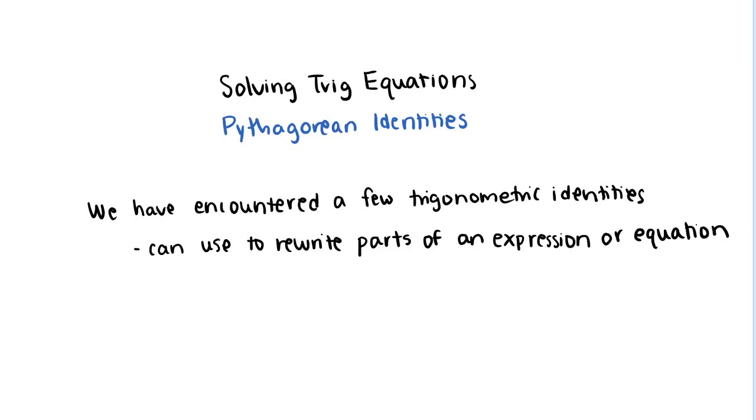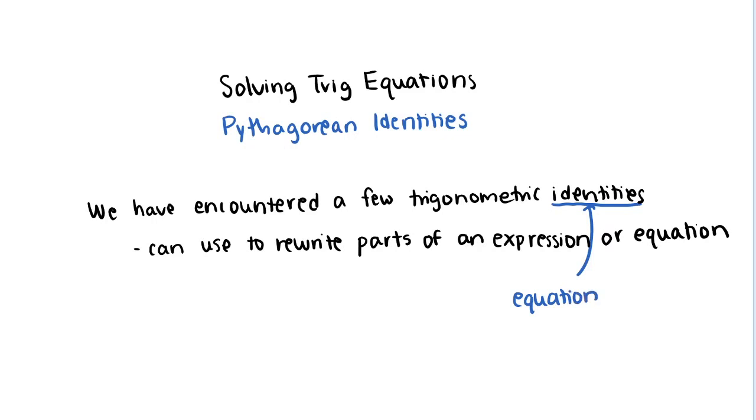Hey everyone! So in this video, I'd like to talk about solving trigonometric equations using Pythagorean identities. We've encountered a few trigonometric identities so far, and recall that this word identity just means an equation that's always true, regardless of what we plug in for the variables.